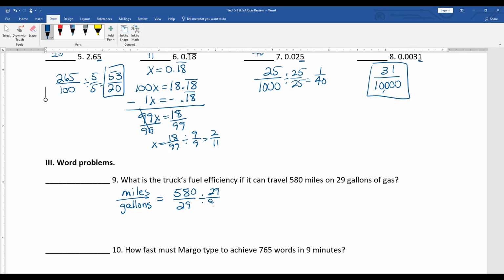So we're just going to divide both of these by 29. And it goes evenly, 580. So 29 goes into 58 2 times. 18, carry my 1, 5. So that's 0, and 29 goes into 0 0 times. So that means that 20 miles per gallon is our fuel efficiency.